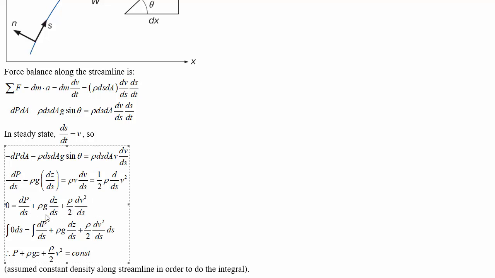And then we can integrate, as long as density is constant, to get rid of that d by ds and find out that a constant, the integral of 0, is equal to pressure plus rho g z plus rho over 2 v squared. Ta-da!